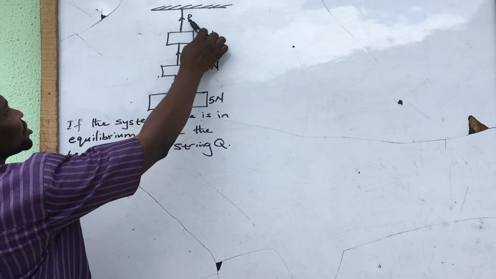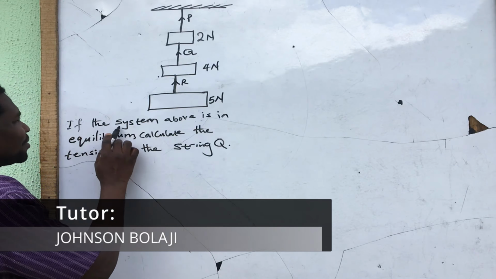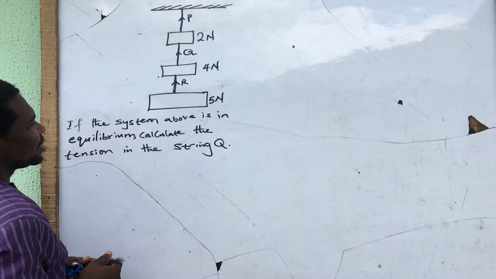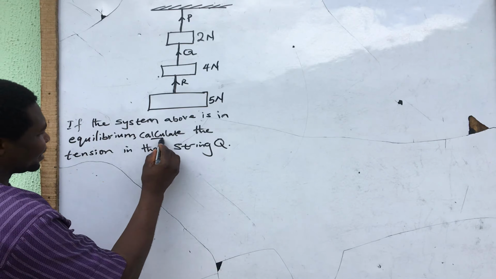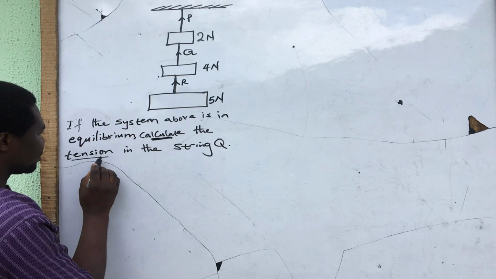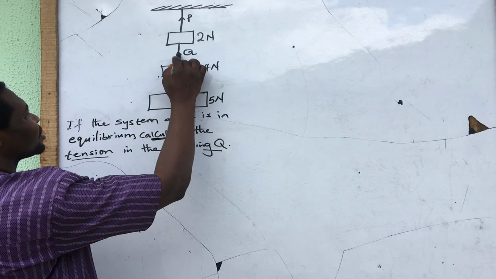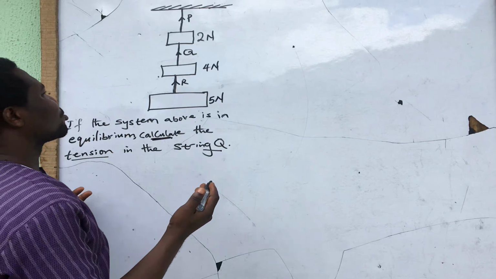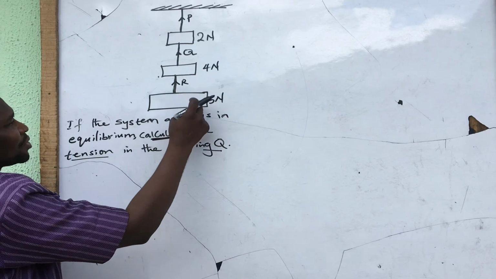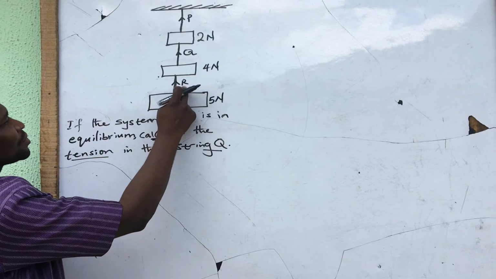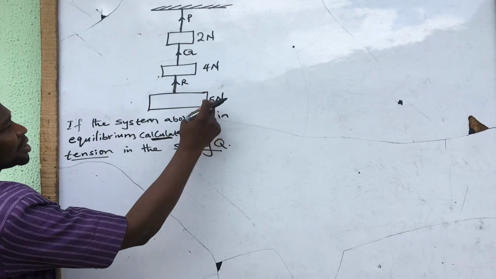This is string P, string Q and R. Now, if the system above is in equilibrium, we have to calculate the tension in string Q. Look at it very well. This is R, the load on R, and the load on Q will be 4 Newton and 5 Newton.